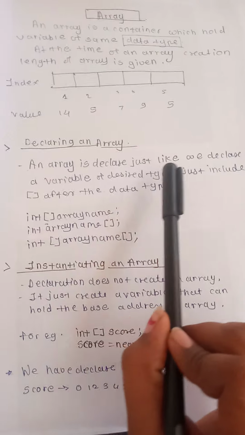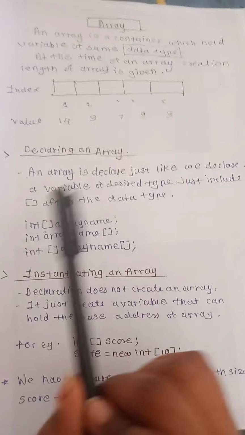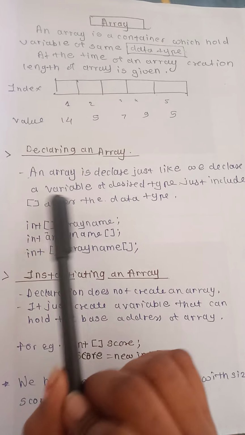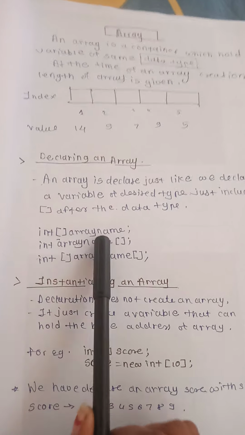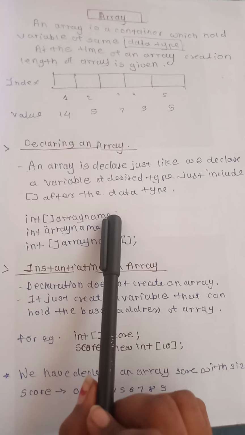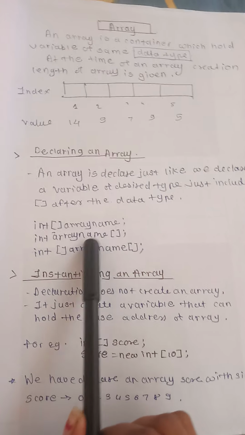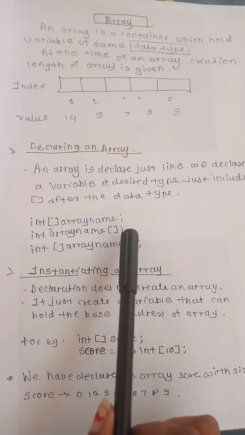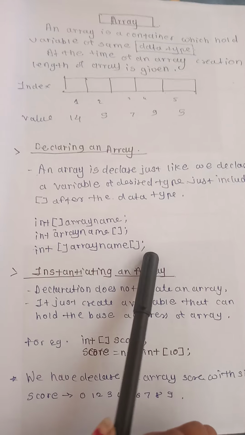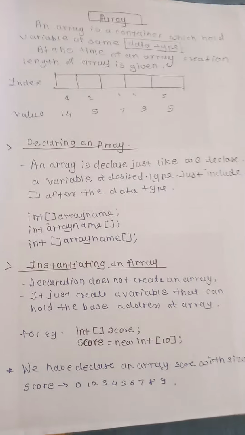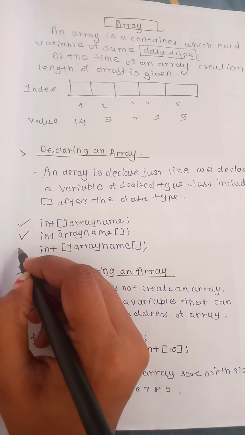An array is declared just like we declare a variable of the desired type. Just include brackets after the data type. This is the example: int[] arrayName. This is the way you can declare the array. The second way is int arrayName[]. You can put the name of the array here as well, then the brackets, then end it with a semicolon. And the third type is int[] arrayName[], again with the brackets, ended with a semicolon. So these are the three types with which we can declare an array.